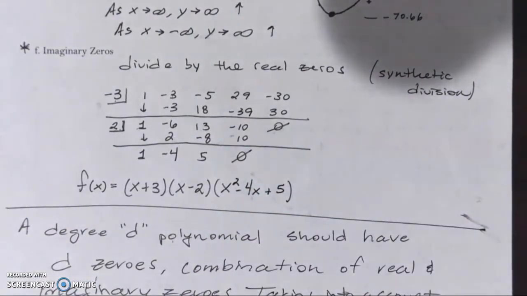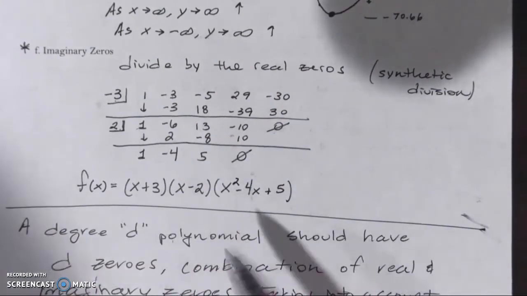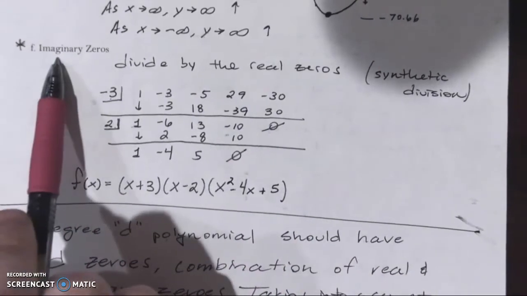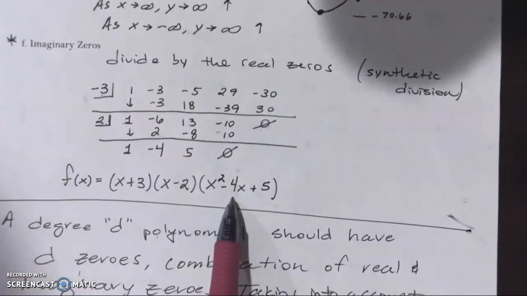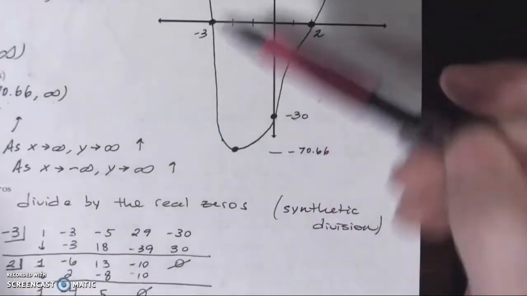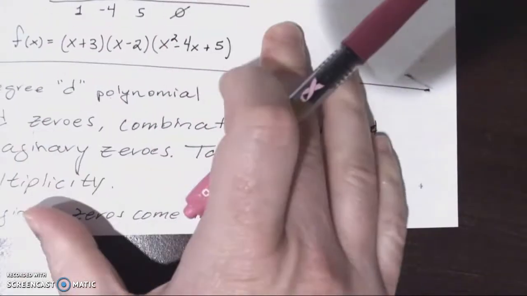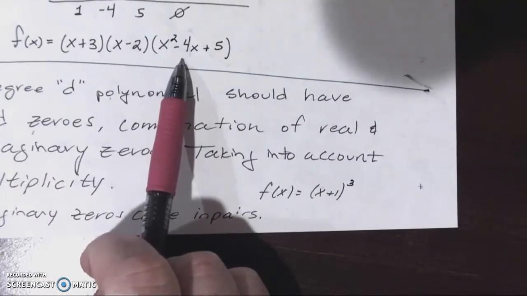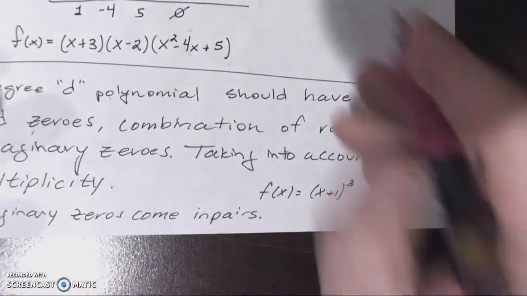Now, why aren't we factoring that any further? Well, we can check to see if it's factorable, but you should pretty much know going in that it's not factorable because it's going to help us find our imaginary zeros. If this was factorable, then we would have 2 more real zeros, and we wouldn't need this whole thing. Okay? Now, if it's not factorable, how in the world are we going to figure out the imaginary zeros? We're going to use the quadratic formula.